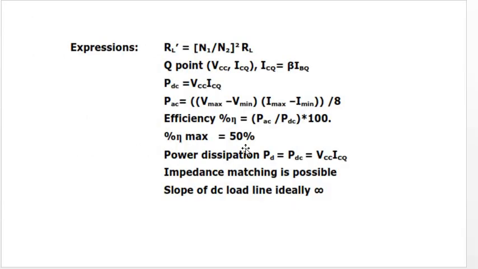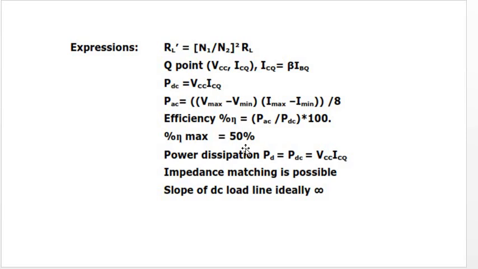Expression to find the efficiency of the transformer coupled amplifier: RL dash, the load resistance, depends on the turns ratio of the transformer, (N1 by N2) the whole square into RL. N1 represents the number of turns in the primary winding, N2 represents the number of turns in the secondary winding. The Q point is given by beta into IBQ.